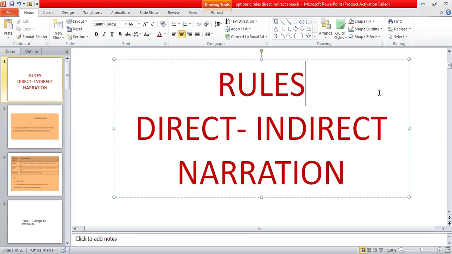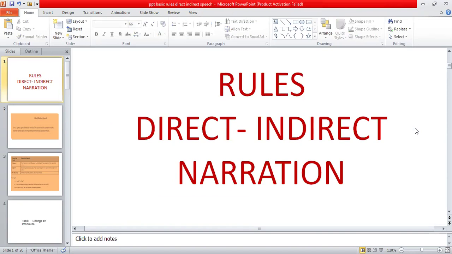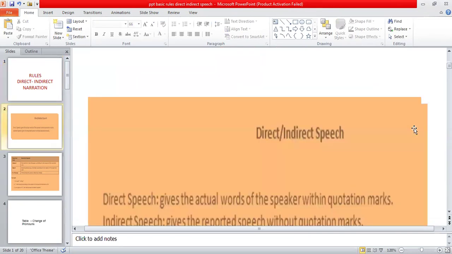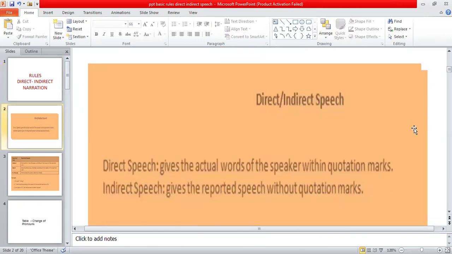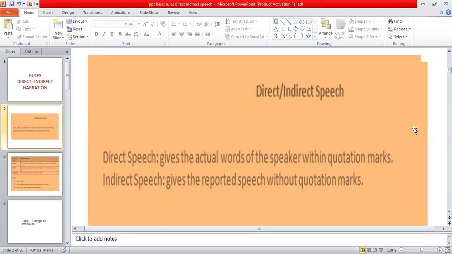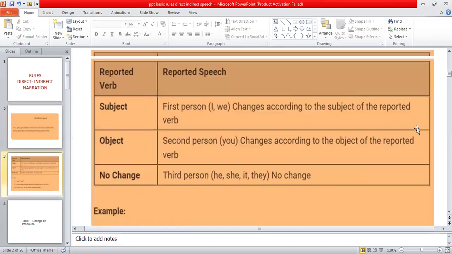Today we are going to learn the rules of direct and indirect speech, as you can see on your screen. So the rules for direct and indirect narration will be discussed in this lecture. First of all, we have to understand what we mean by direct and indirect speech. Direct speech gives the actual words of the speaker with quotation marks. On the other hand, indirect speech gives the reported speech without quotation marks. This is the main difference between direct and indirect speech.